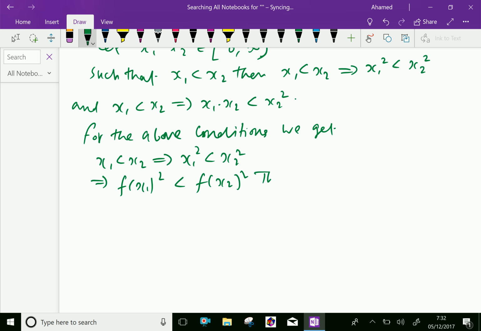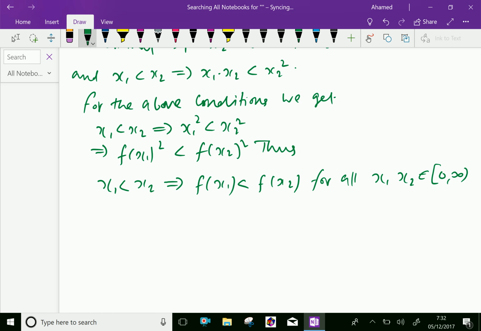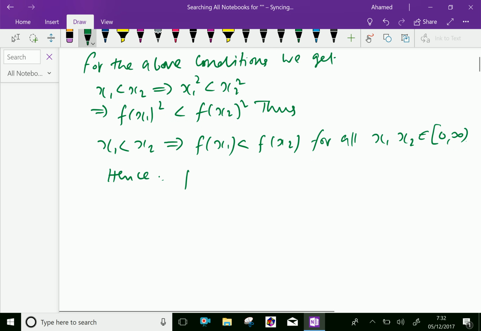Thus, we can say x1 is lesser than x2 gives f of x1 is lesser than f of x2 for all x1, x2 which are elements of the interval 0 to infinity. Hence we can arrive at the answer, that is f of x is a strictly increasing function.